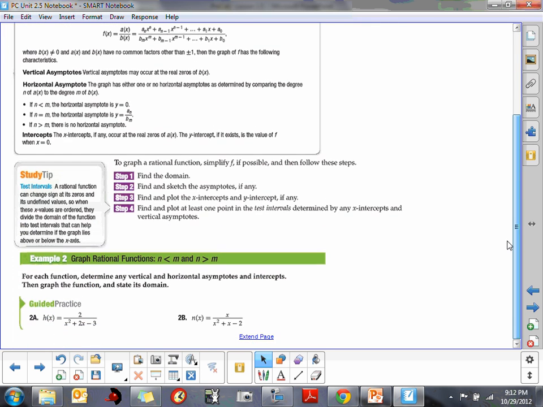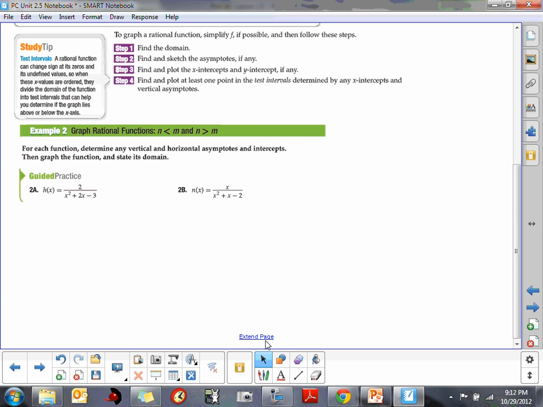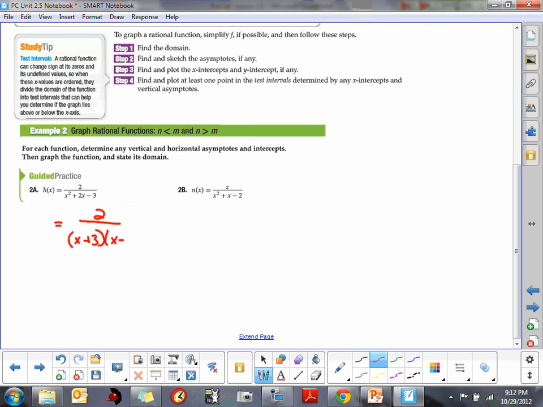They give us some more information here about trying to graph the function. So we'll go through this step by step and try to analyze each of these. For each function, determine any vertical and horizontal asymptotes and intercepts, then graph it and state its domain. When I do these, I really like to make sure that I always have them factored completely first. So I'm going to rewrite h of x, if I can, into factored form. This is going to be an x plus 3, and x minus 1.